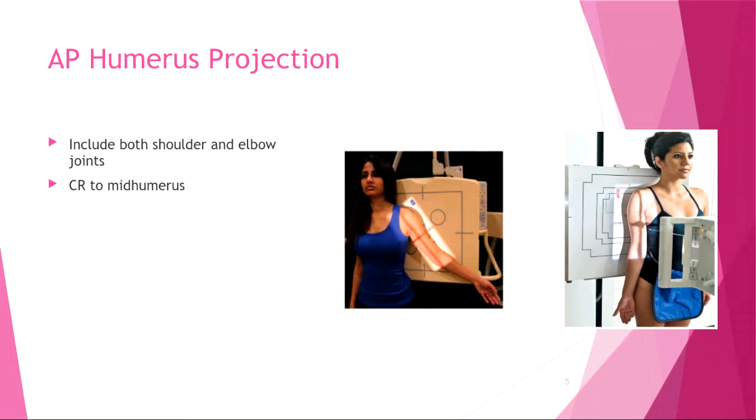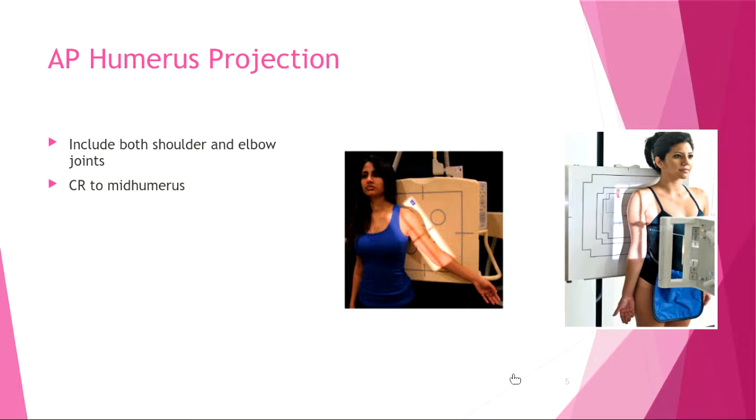The humerus is only two views since it is a long bone. We have to include both joints of the humerus. So you have to include both the shoulder and the elbow joint, because any long bone you have to include not only the entire long bone, but the joints at both ends of the long bone.